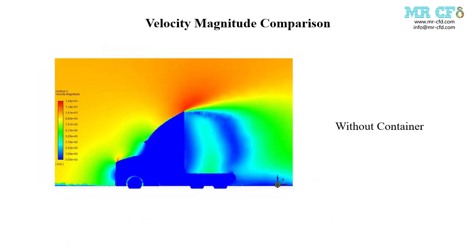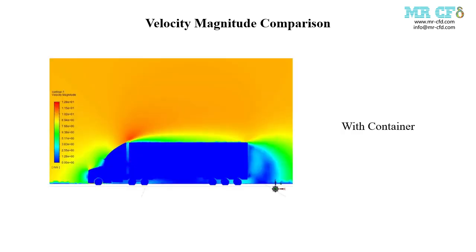Now let's compare velocity distribution in the two cases. High velocity regions are observed over the top of the cab and in the wake behind it in the case without container. There is a significant wake region with lower velocities immediately behind the cab.